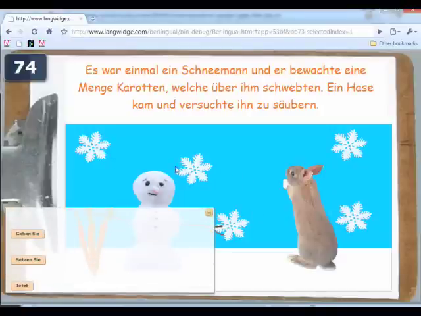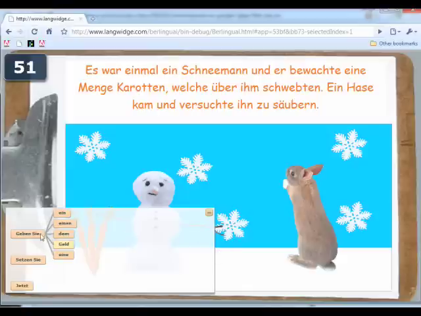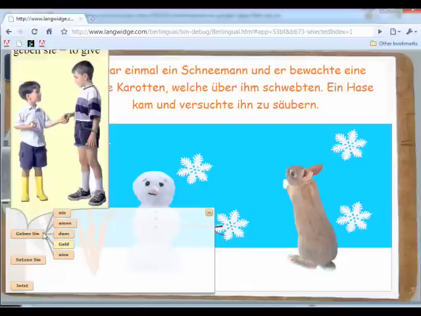So here it's giving a little story, saying there once was a snowman who was watching a bunch of carrots which were floating over him. A rabbit came and tried to clean him up. And so here are some of the carrots, but they don't necessarily match the rest of the story. The carrots aren't floating over him, the rabbit isn't yet trying to clean him. And so what we need to do is give all the imperatives to get this picture to match. To do that, we can explore all the different ways of using indirect and direct objects in German. There are multiple forms of constructing it.